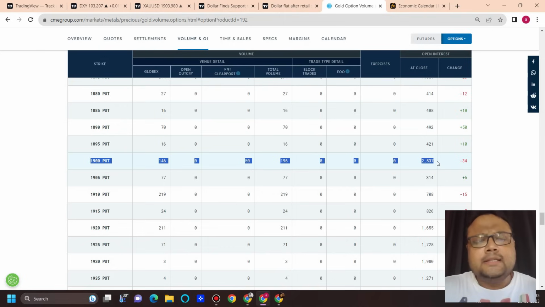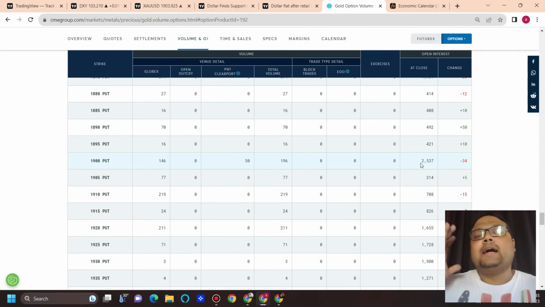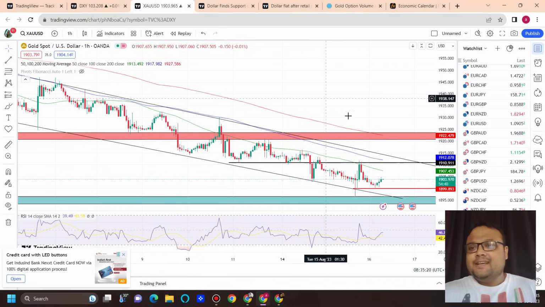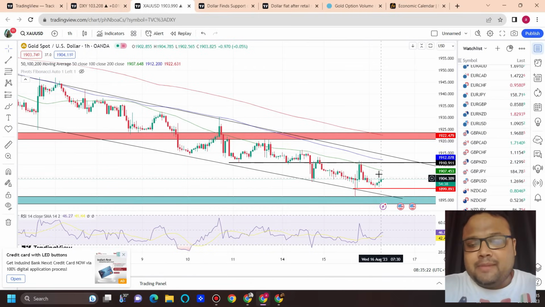So I think there is still a possibility that after FOMC, the market will try to protect this level here. If the same numbers remain, then yes, there is a possibility that after FOMC we may get to see an upside on the chart of gold, and before FOMC the market will try to protect the level. This is my theory, I can be wrong as well. So 1903 is the current market price here.